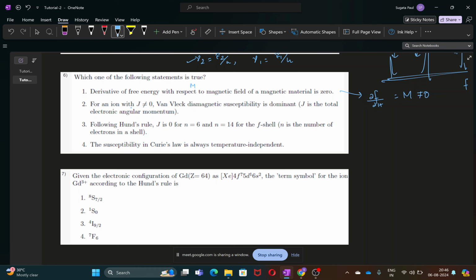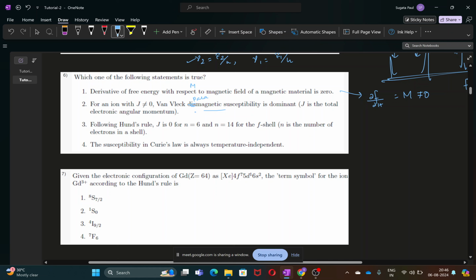It says that for an ion with J not equal to 0, the Van Vleck diamagnetic susceptibility is dominant, where J is the total electronic angular momentum. Now this we also have studied in the Van Vleck susceptibility term, but here this is a printing mistake. This should be paramagnetic because Van Vleck is not a diamagnetic term, it is a paramagnetic term.